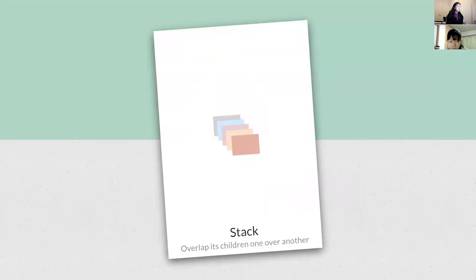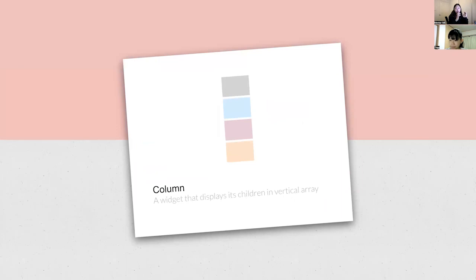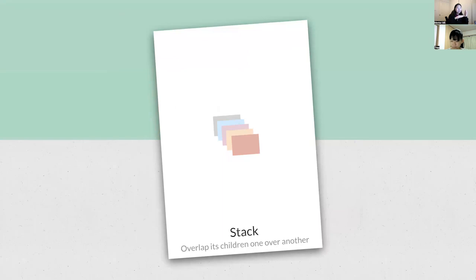Okay, so because of that, there are other widgets to solve those problems. We have stack. Instead of laying them side by side, horizontally or vertically, the stack will overlap the children one on top of another. Yes, the three of them also have a lot of children, but the row shows them side by side horizontally. The column shows them side by side but vertically. Okay, the stack overlaps the children one on top of another.